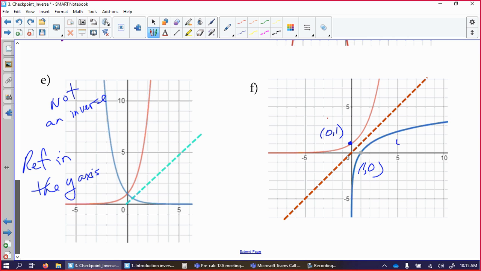4 and 2. Or well, technically 2 and 4 goes to 4 and 2. Those are in fact inverses. That is a graph of an exponential function, which we'll talk about in a week or so. That is a graph of a logarithmic function, which we'll talk about later on in May.